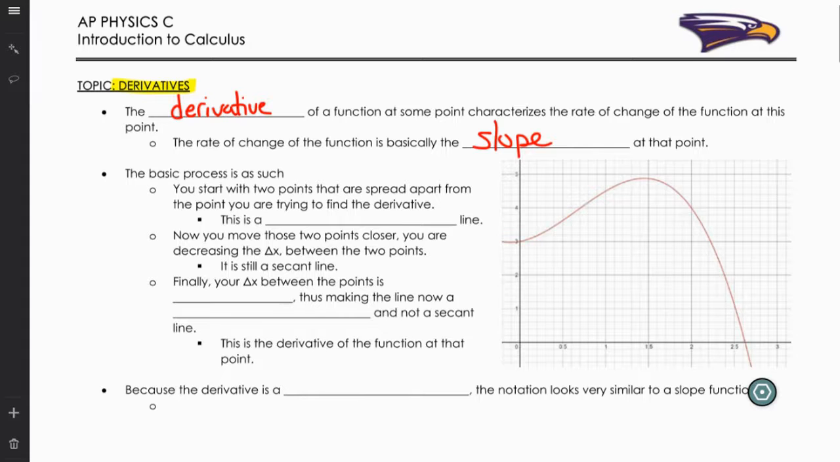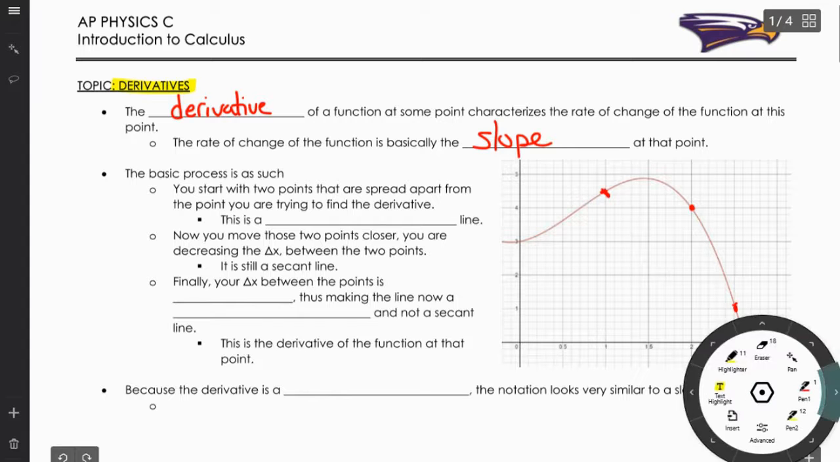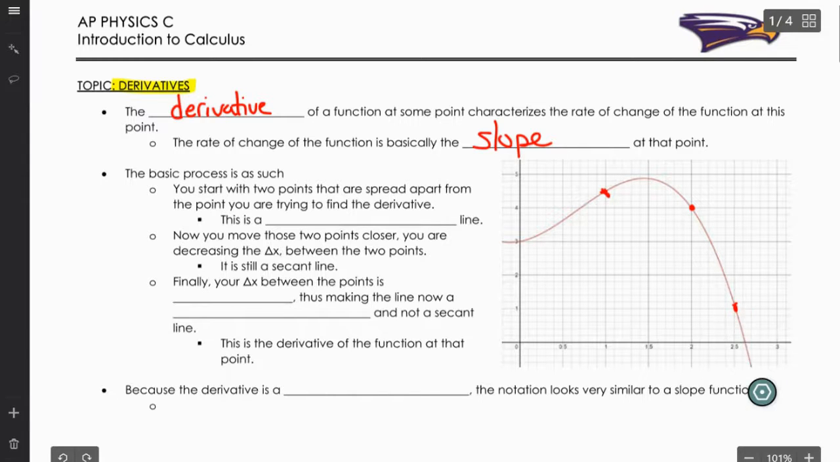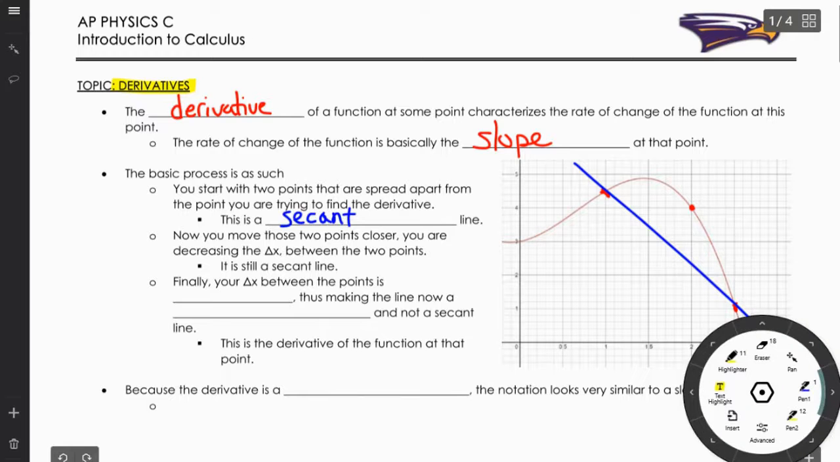Okay, now here's the basic process of what a derivative does. You start with 2 points that are spread apart from the point you're trying to find the derivative at. So let's say I'm trying to find the derivative of the function at x equals 2. The way that the derivative works is I start with points that are spread apart, okay? And basically what I do is I can find the slope of this line, okay? Now, because this intersects the graph at 2 points, this is what we call a secant line. But our goal is to get down to what we refer to as a tangent line, where a tangent line is only going to intersect that 1 point.